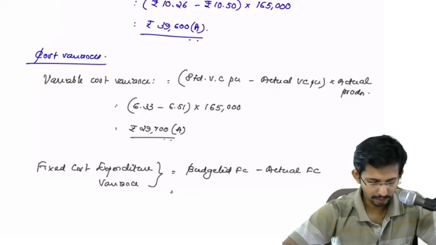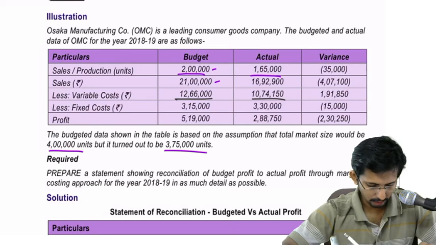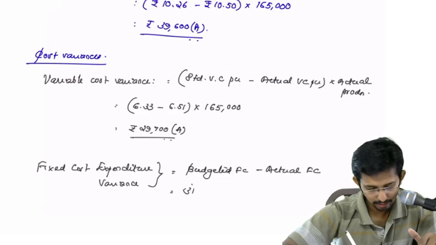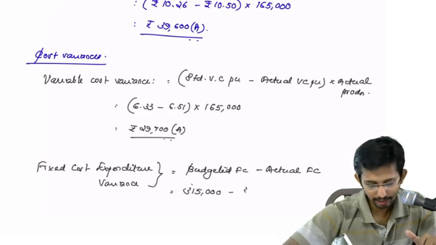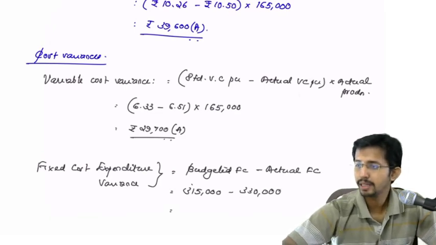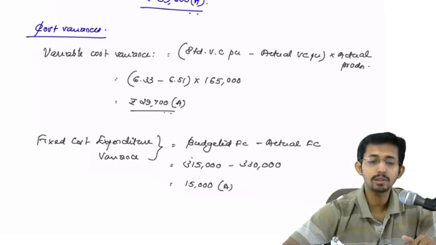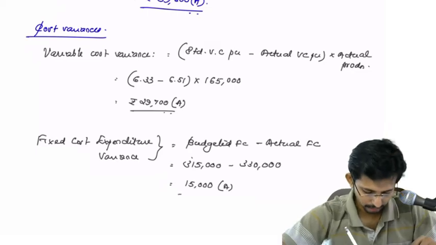What is budgeted fixed cost? Budgeted fixed cost is 3,15,000 and the actual is 3,30,000. So what happens to the variance? Variance will be 15,000. Is it favorable or adverse? It will be adverse because actual fixed cost is more than budgeted fixed cost. Okay, so we have done up to this.